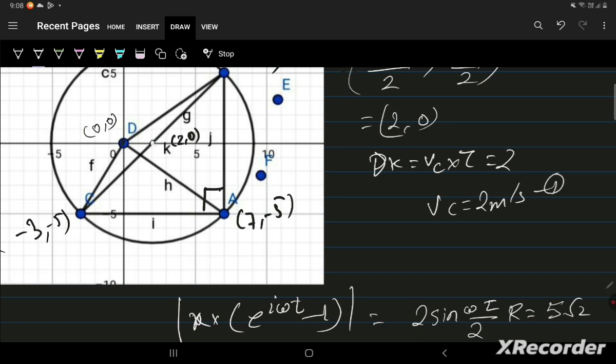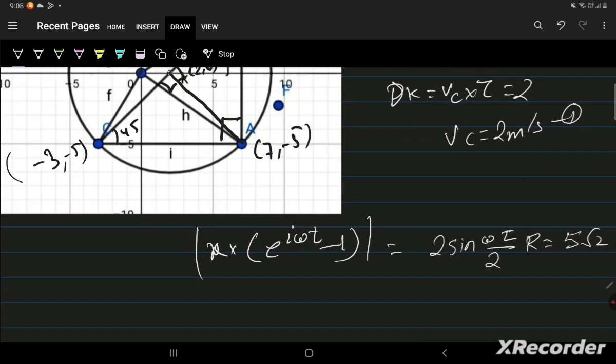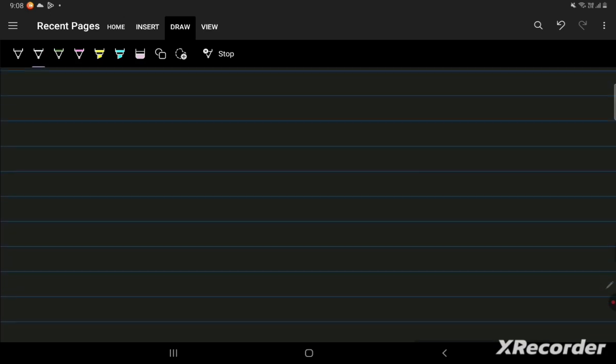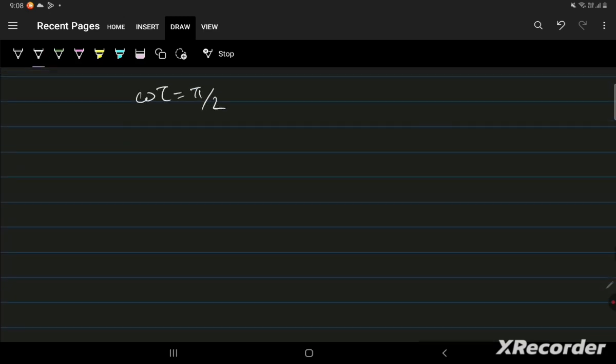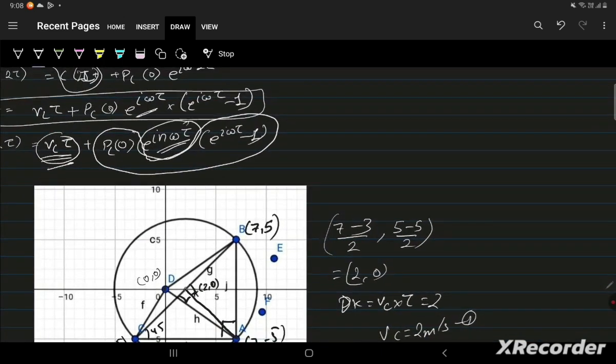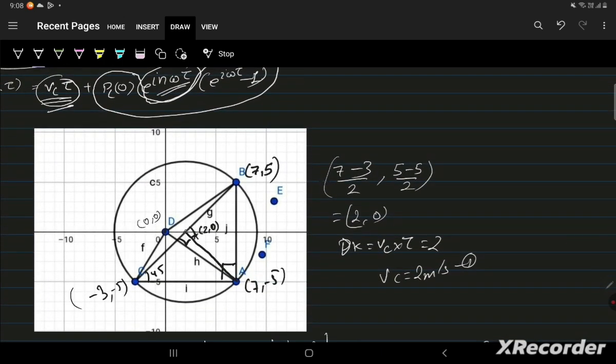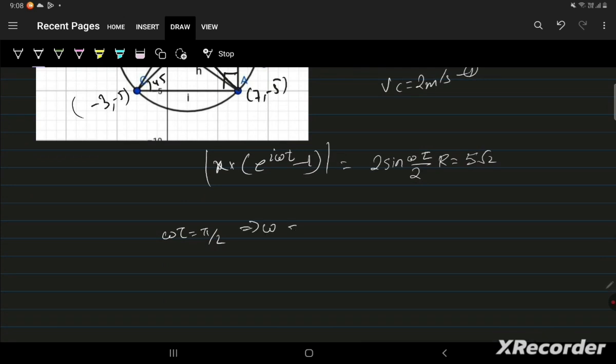Another thing to note is that we have drawn a line from the center of the circle to point A that is at a right angle, and this is 45 degrees, so this will be 90 degrees. So the successive time interval between two vectors is pi by 2. I can say that omega tau is equal to pi by 2. As discussed previously, this is a rotating vector. So after n equals 1, meaning after successive times, it will rotate by omega tau. So omega tau will be nothing but pi by 2. From here we get omega as 0.5 pi radians per second.